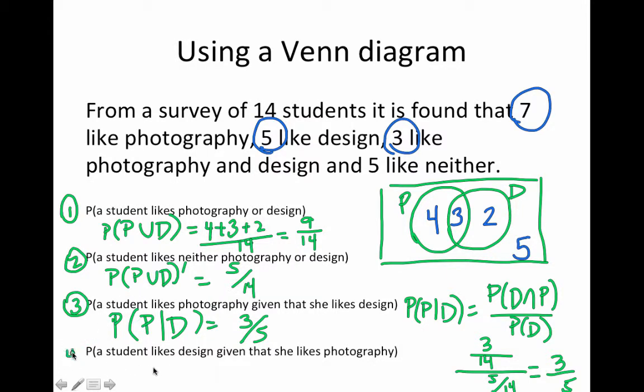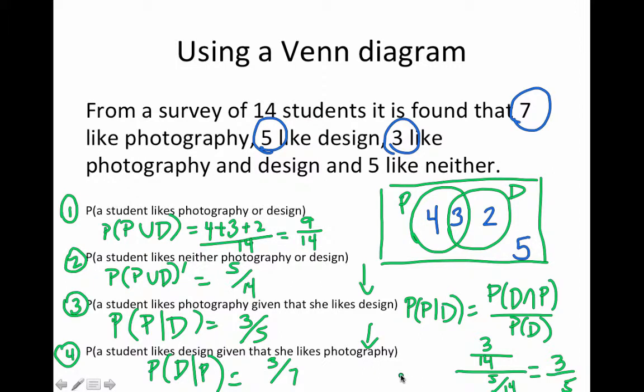So let me show you how this works on the fourth one. If we want to find the probability that a student likes design given that they like photography, we're going to take the and divided by the total photography, so 3/7. Again, your numerator is going to be the and, where they're combined, and your denominator is going to be the total of this circle of what already happened. And so in this case, the photography already happened.